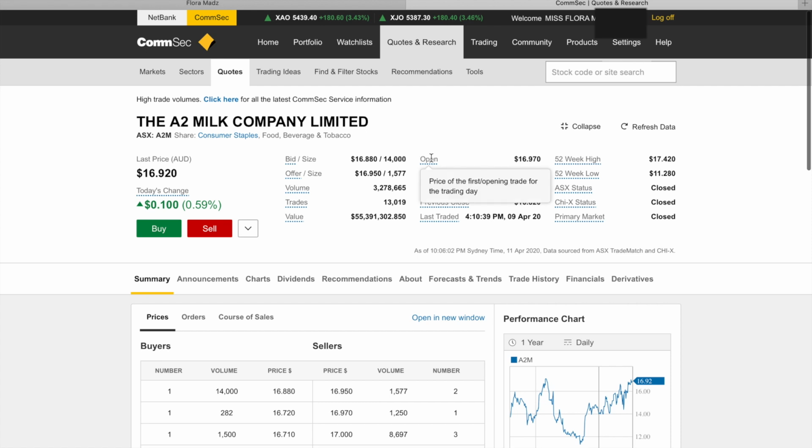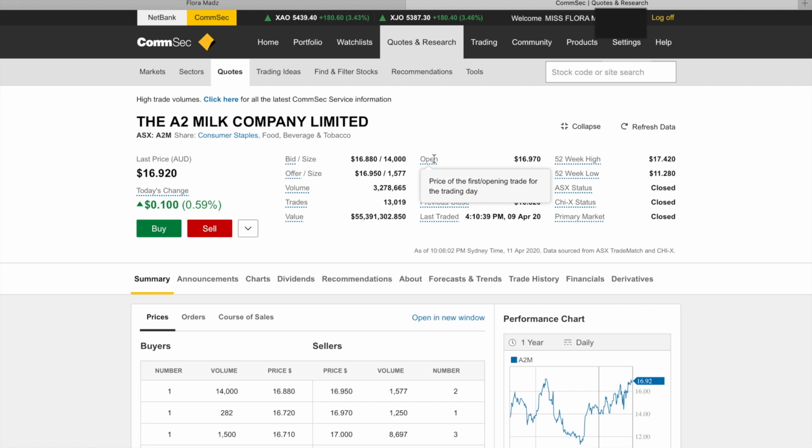Open price is the price that the stock opened at that day, so the price of the first opening trade for the day. When the market opens each day, it doesn't have a new price, but it has a carried-on price from the last price. Sometimes there might be a glitch where something really happens and then the opening price might be different, lower or higher. It's quite rare, but it does happen sometimes.